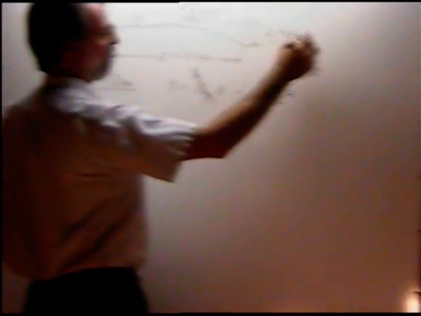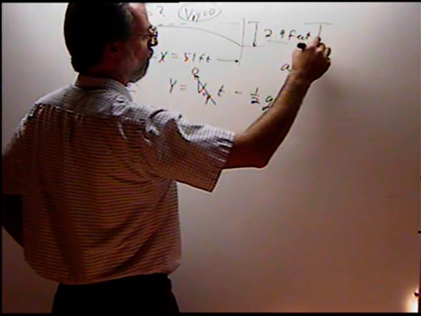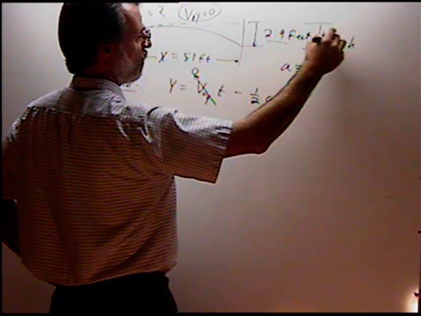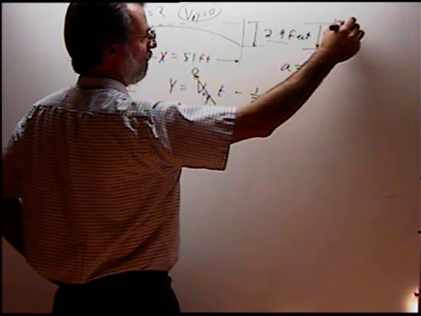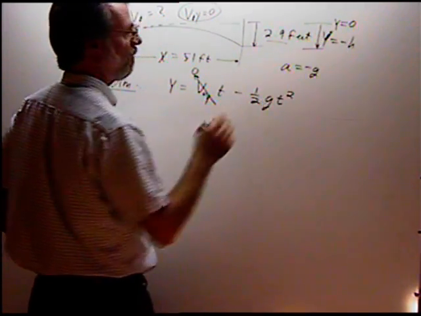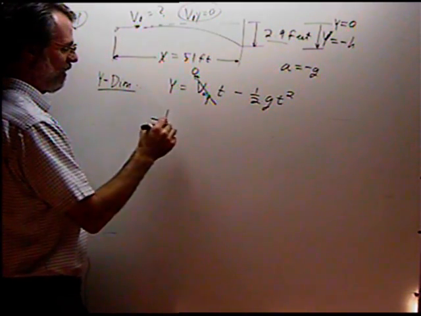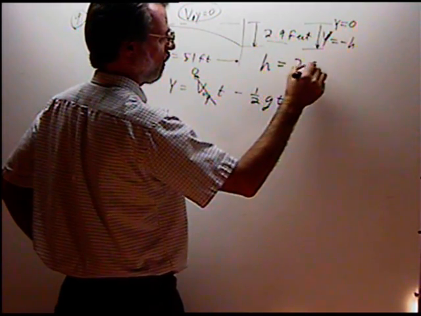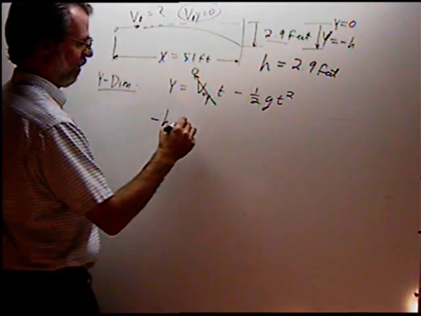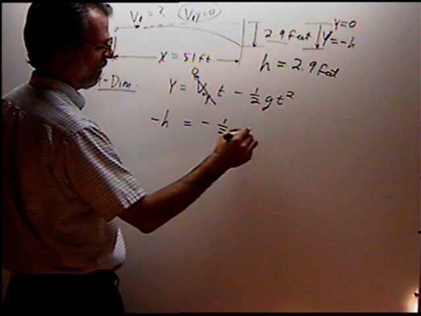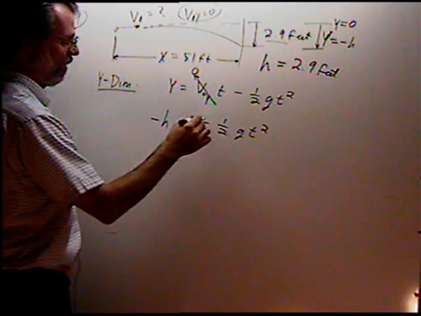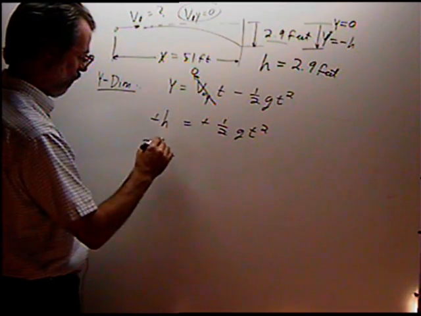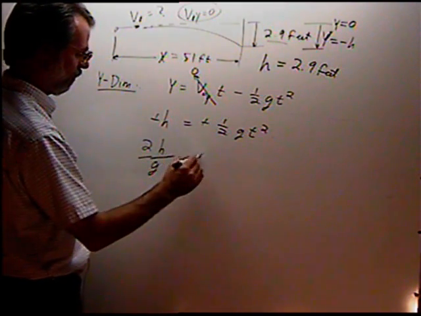So this will be our y. Our y in this case is negative h. Notice that the y here is 0, and we're going down negative h to get to here. So we have negative h, and h, by the way, is our 2.9 feet, equals minus 1/2 gt squared. So we can solve for the time. Minuses cancel out, and we get 2h divided by g equals t squared.